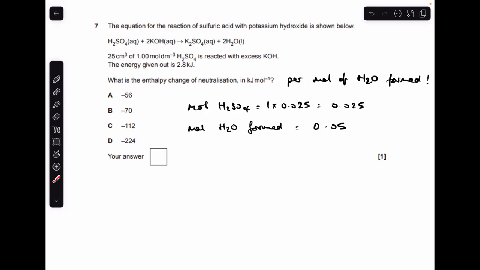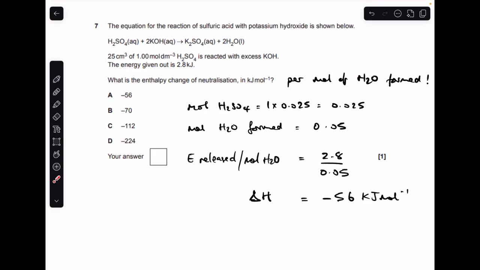Now we know that the energy released, given out, was 2.8 kilojoules for that many moles, so we just need to scale up to 1 mole. So all we do is divide the kilojoules by the moles of water, and we get 56, and because it's exothermic, it's -56. So the answer was A.